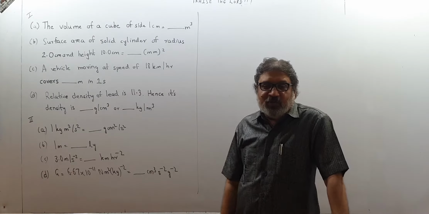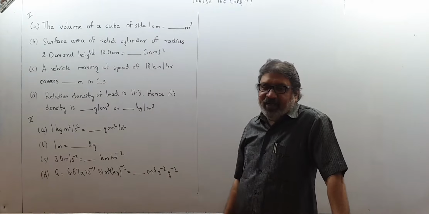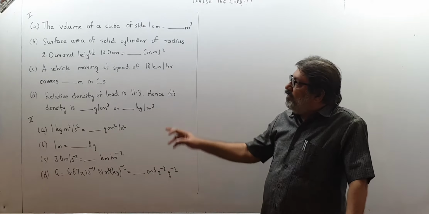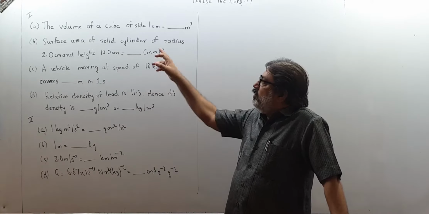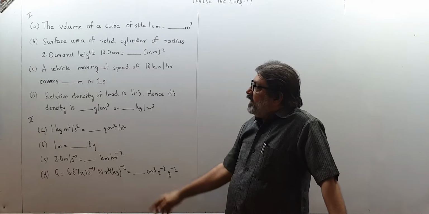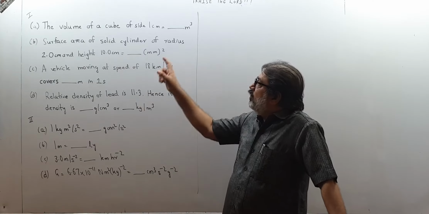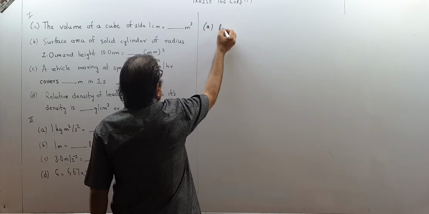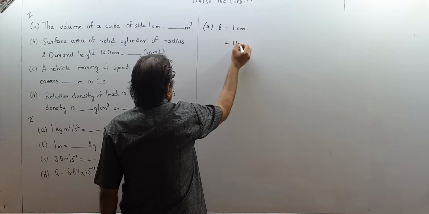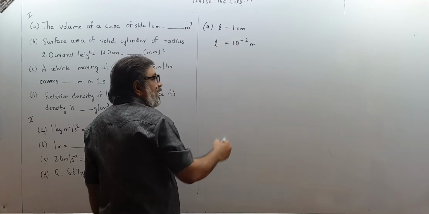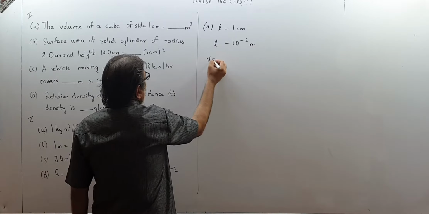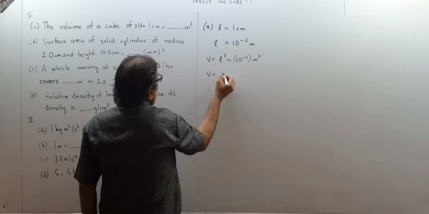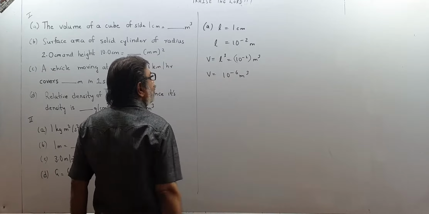Now we are taking up some more sums for practice, and in these sums you will get an idea of precision and significant digits. I am doing the first question for you. The volume of a cube of side 1 centimeter is how much? The side length is 1 centimeter and we want the volume in meter cube. So children, please understand the length. I am doing the first one for you. Length is 1 centimeter and that is 10 raised to minus 2 meter. I write it like this. I want the volume, so volume will be L cube. That will be 10 raised to minus 2 meter, whole cube. So volume will be 10 raised to minus 6 meter cube.